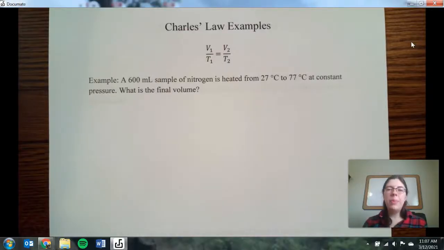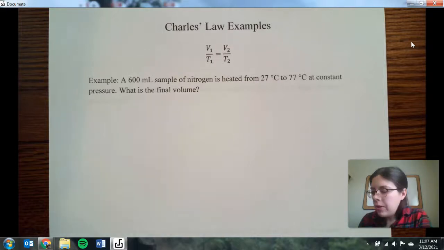Okay, so let's work through some examples of Charles's law. So for our first example, a 600 milliliter sample of nitrogen is heated from 27 degrees Celsius to 77 degrees Celsius at constant pressure. What is the final volume?